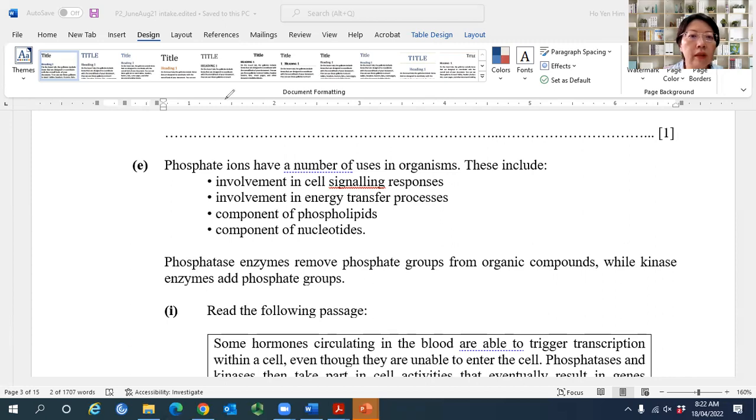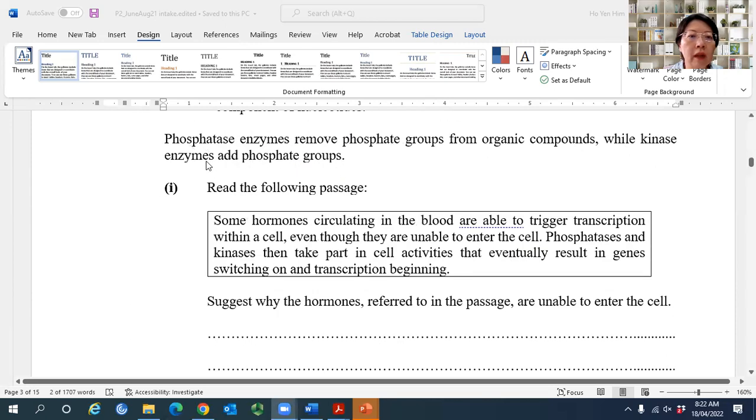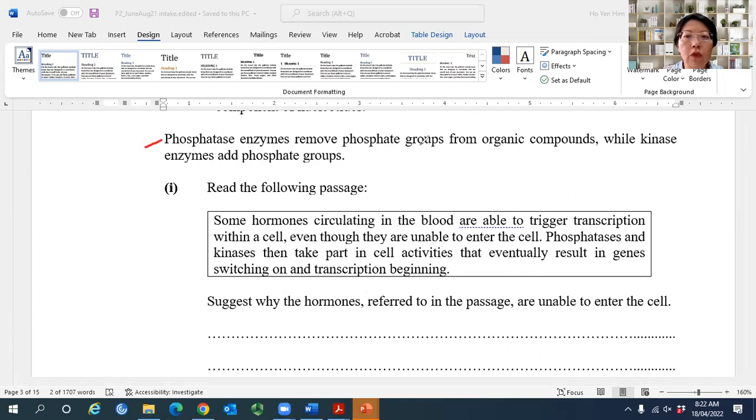So let's read the main part of the question. It says that phosphatase enzymes remove phosphate groups from organic molecules, while kinase enzymes add phosphate groups. Read the following passage and suggest why the hormones referred to in the passage are unable to enter the cell. So why can the hormone not enter the cell?